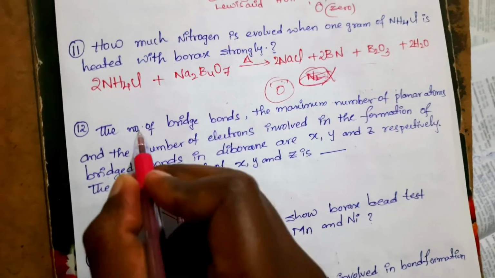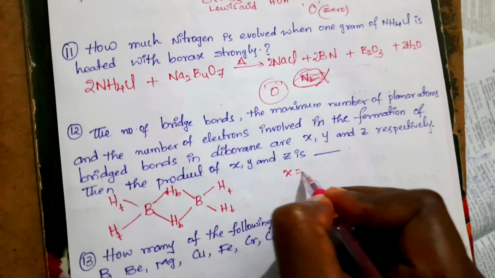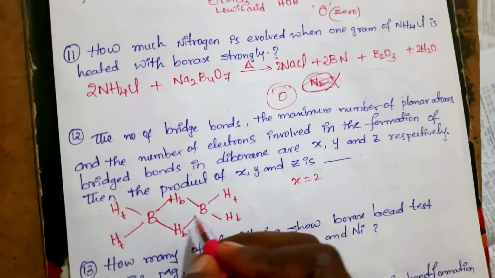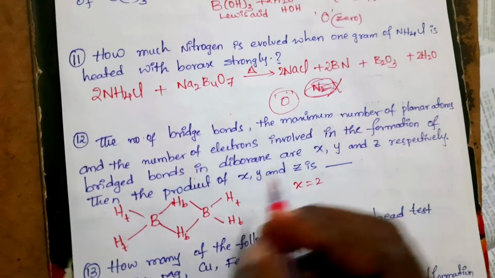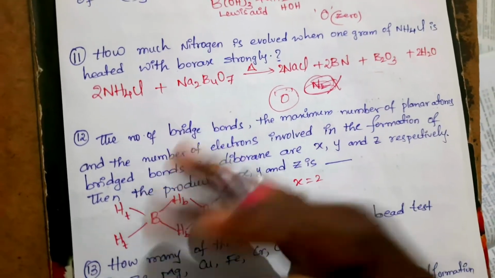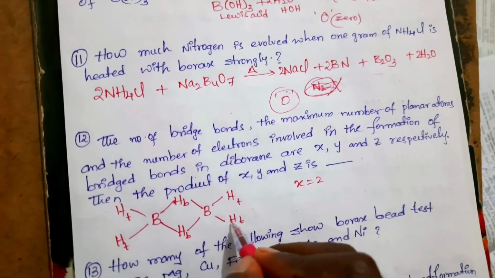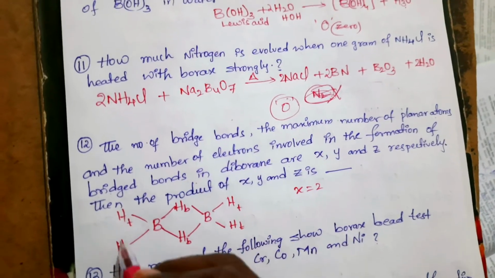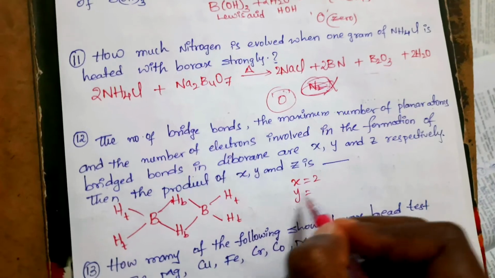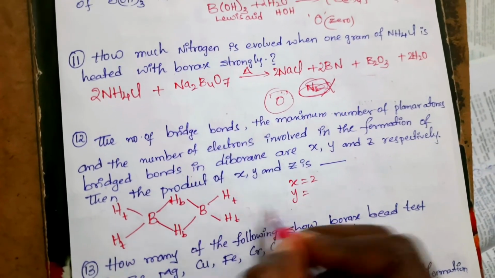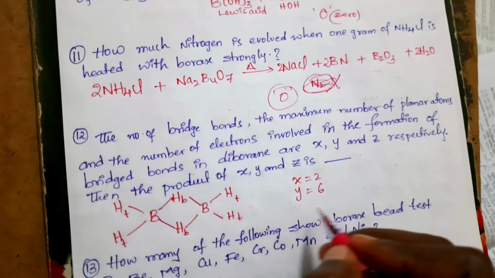Now you see in this case the number of bridged bonds. How many bridged bonds? It will be 2. That is X. The maximum number of planar atoms: these bridged hydrogens, one will be above the plane, another one below the plane, so these are out of the plane. The 2 boron atoms and 4 terminal hydrogens are present in the plane, so 2 boron plus 4 terminal hydrogens, that is 6. Y, the maximum number of planar atoms, will be 6.